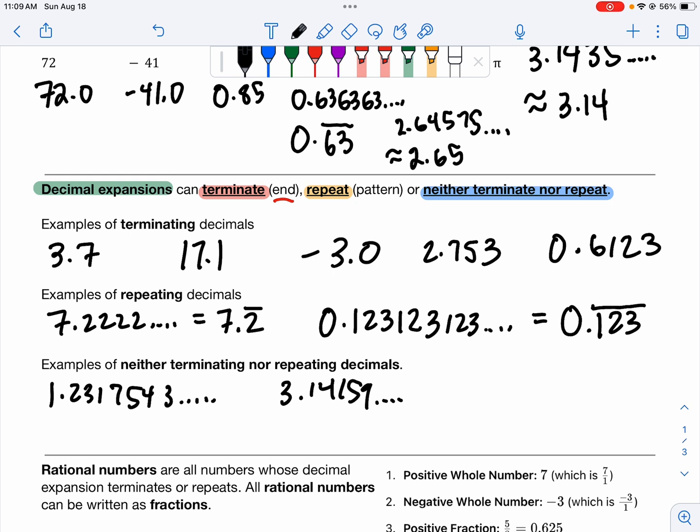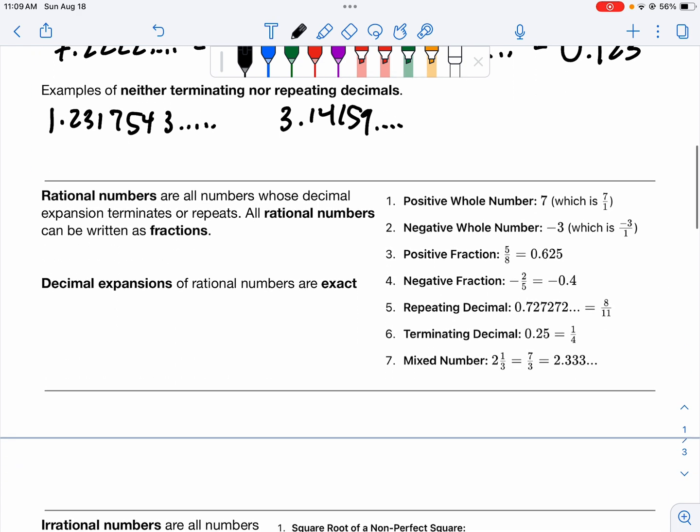All right, so hit a quick pause. Give yourself a quick thought about that. 3 types of decimal expansions: terminating, repeating, and neither terminating nor repeating. All right, let's go ahead and look at this. Here are some examples of what are called rational numbers. So we have 2 types of numbers we're going to talk about: rational and irrational.